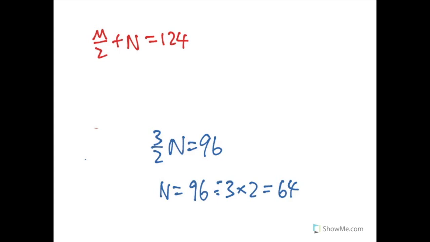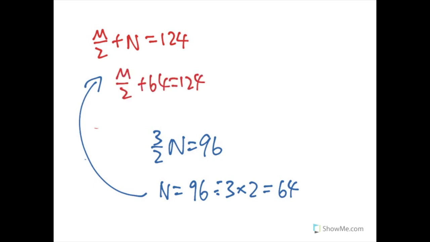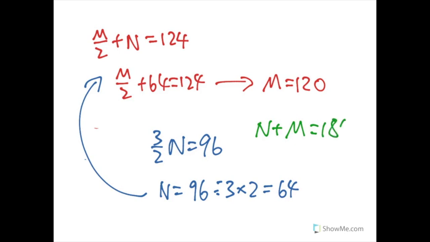Now plugging it back into here, we get that m over 2 plus 64 is equal to 124. So this gives us that m is equal to 120. And adding these two up, we get that the total number of coins is 184. And so that's our final answer.